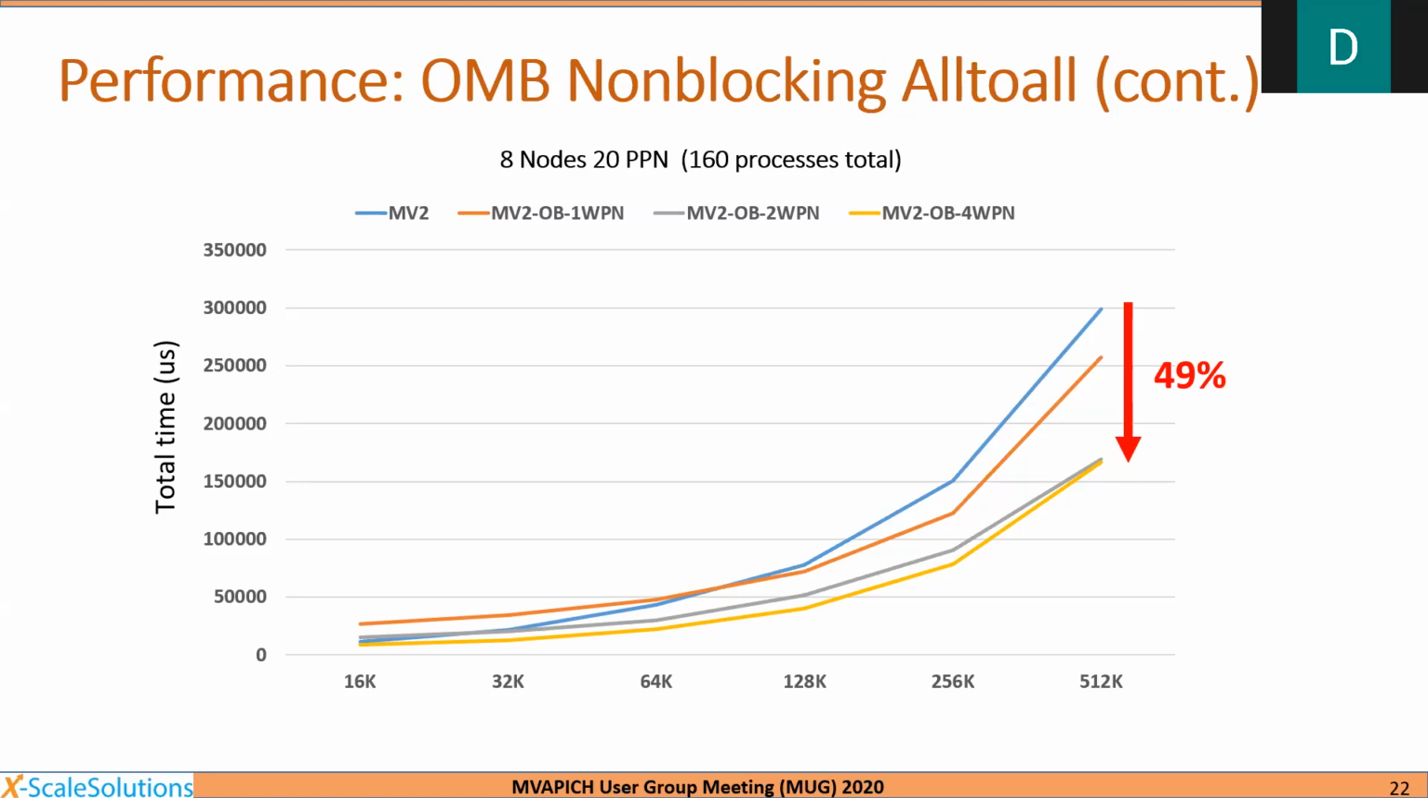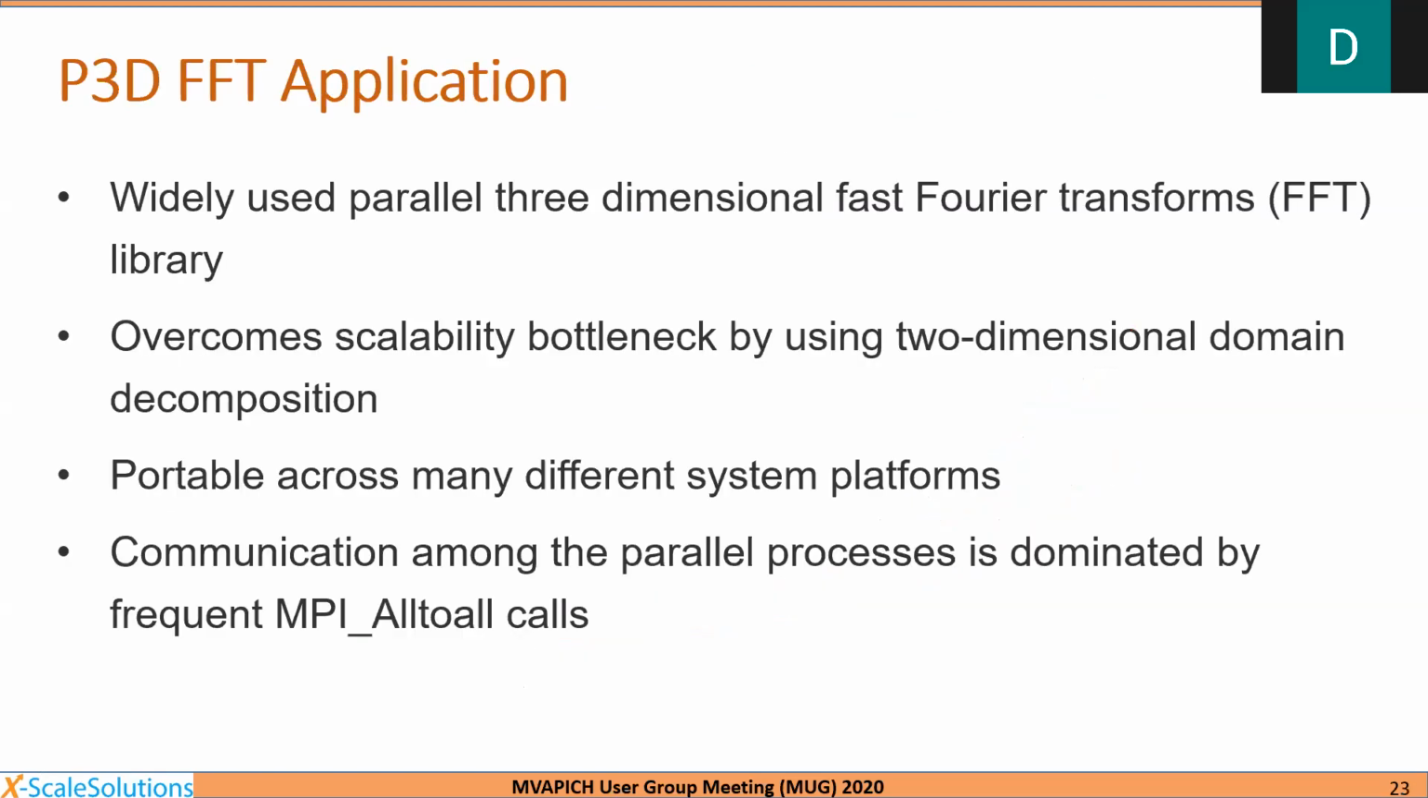So overall, how do we see this impact from the application perspective? We'll use one example application to show that this is actually beneficial. This application is P3DFFT. It's a widely used parallel 3-dimensional fast Fourier transformation library. It overcomes the scalability problems of FFT itself by using a 2-dimensional domain decomposition algorithm. It is portable across many different system platforms, and it is not just for some specific ones that we fine-tune this.